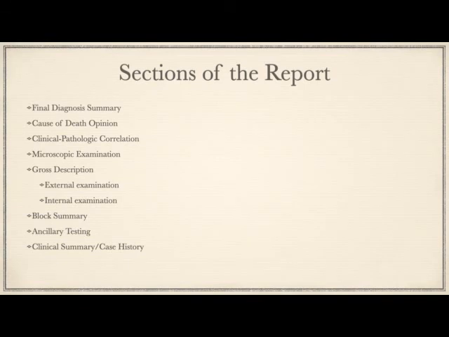The sections that we include in our autopsy report include the final diagnosis summary, the cause of death opinion, clinical pathologic correlation, microscopic examination, gross description, which includes both the external and internal components, the block summary, which describes all of the slides that you have taken and where they're coming from, ancillary testing, so anything like culture results or postmortem vitreous chemistries or toxicology, the clinical summary and case history.